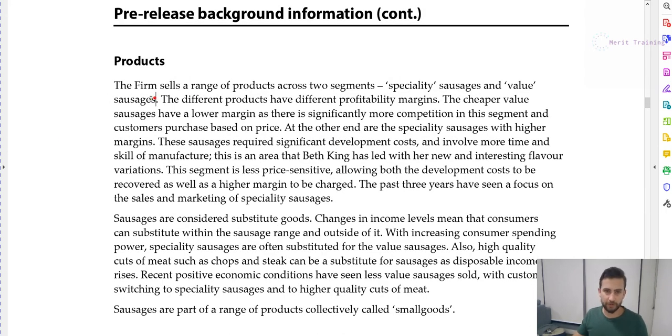So next point is products. So the firm sells a range of products across 2 segments, specialty sausages and value sausages. So I might just type firm sells in 2 product segments. I'll copy this bit. Okay, cool. Next point. The different products have different profitability margins. The cheaper value sausages have lower margins. So cheap value have lower margins as there's more competition.